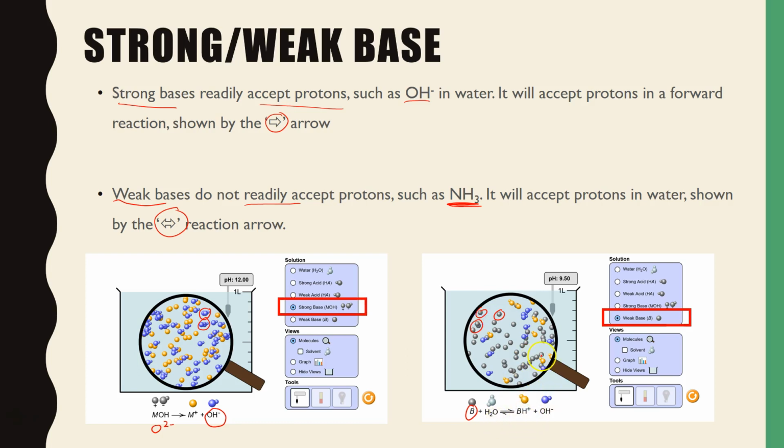Add it to water, and we have some of the conjugate acid here, and a few hydroxide ions, but mostly the original base. Again, you can see water would be the most numerous species here, but it's been omitted so we can see the differences between ions.